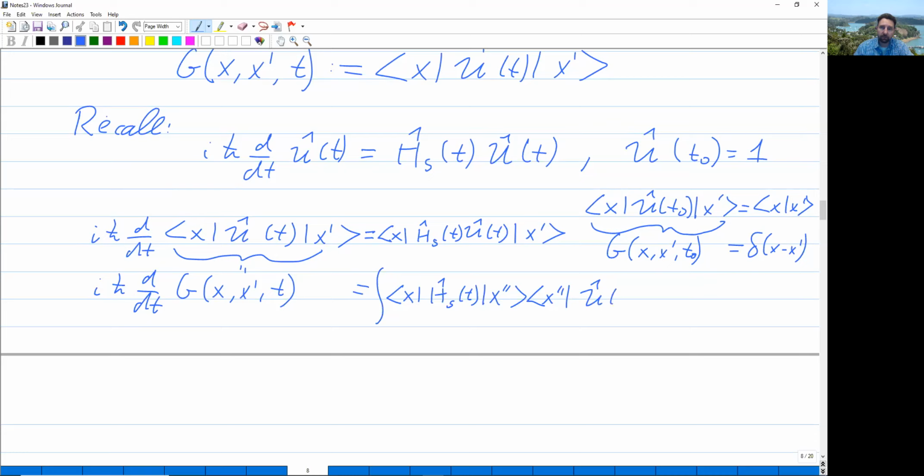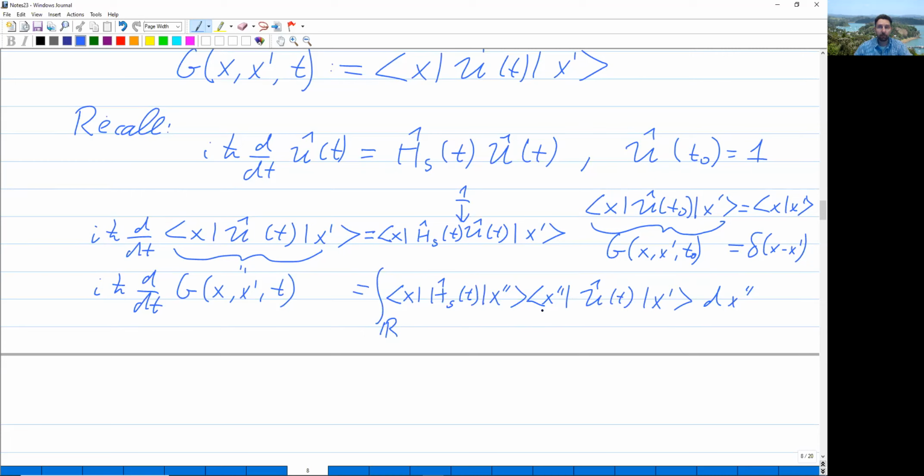And then u hat of t and x prime and dx double prime, because this is the resolution of the identity here, together with the integral symbol and this and that. That's the resolution of the identity, right? So we have put this in here. The identity went in here.